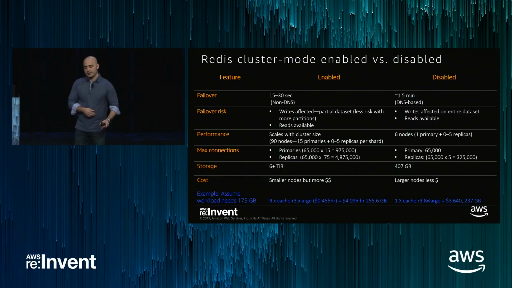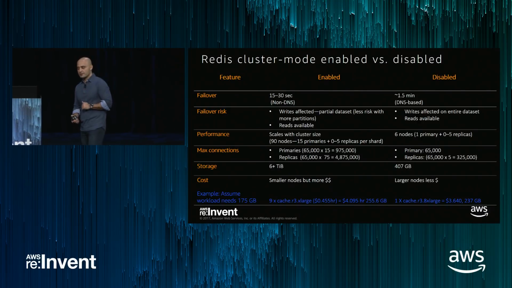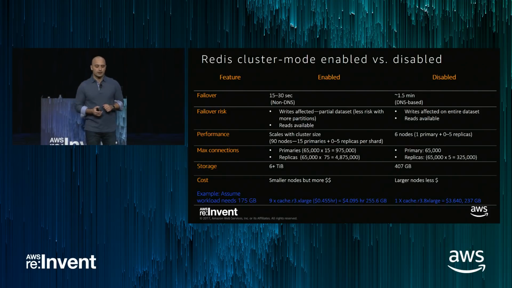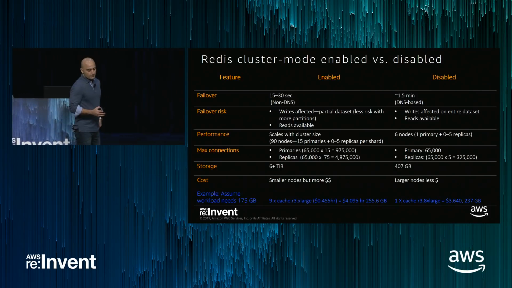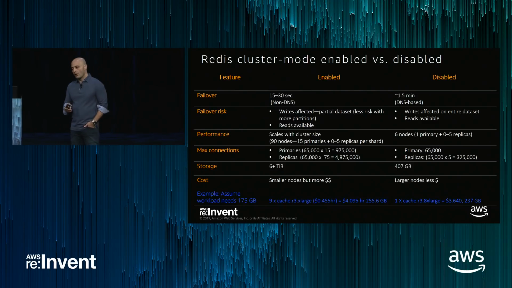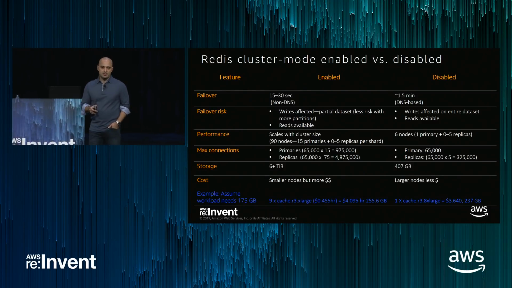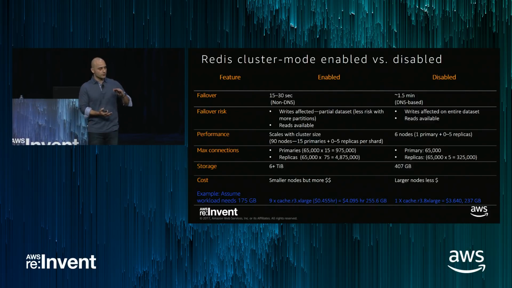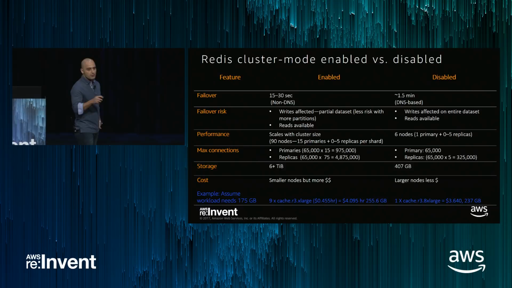The obvious difference here would also be storage. Because you have more nodes and your data is spread across many primaries, you can have 6+ terabytes worth of data in a cluster mode enabled topology. So that's massive, right? More connections. The one trade-off here is cost. The cost may be more expensive because you have more nodes. However, when you are architecting using cluster mode enabled, you're selecting smaller size nodes versus a larger node. But the cost is certainly more expensive with enabled. So that would be your trade-off.